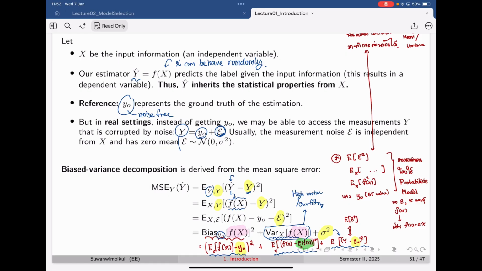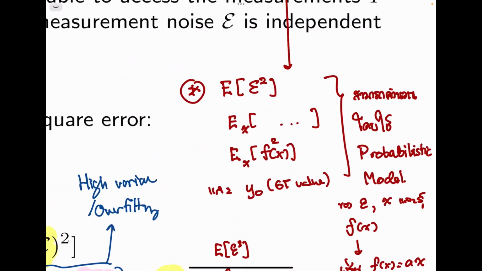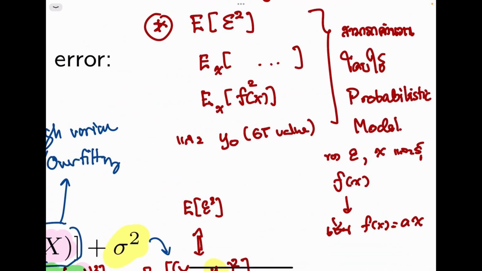Actually I wrote it here. Okay, this translates into we can use the probabilistic model of epsilon and X to do the calculation if we were to do it in theoretical sense. But if we want to do it empirically, we can use sample mean and sample variance to represent the mean and variance. Okay?